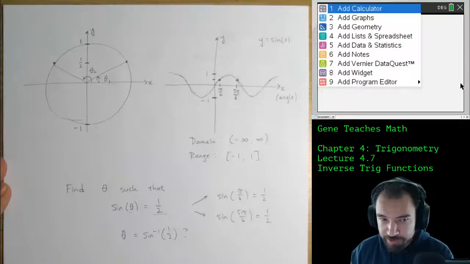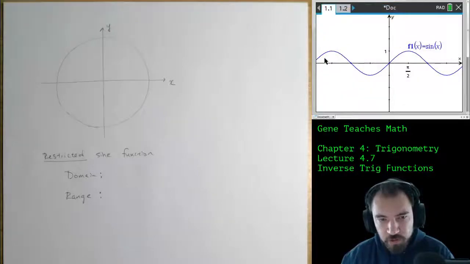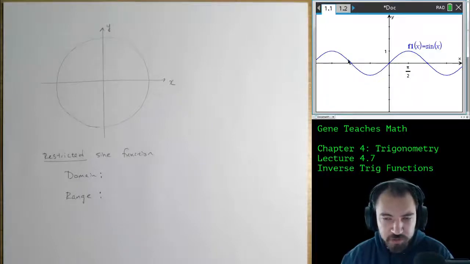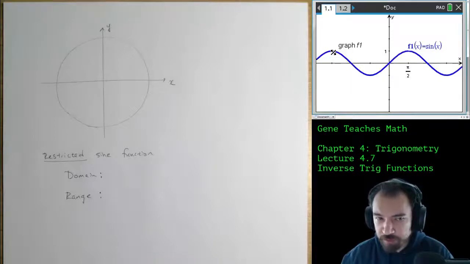So how do we deal with that? Domain restrictions, of course. So our goal in this domain restriction is to capture a segment of this graph. So we get all of the y values from -1 to +1 to preserve the range, but we don't let any y values occur twice, so we can stay 1 to 1.